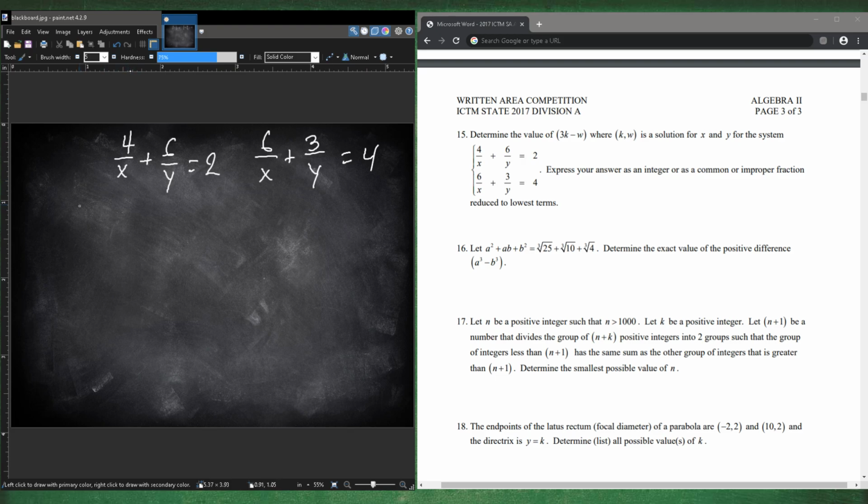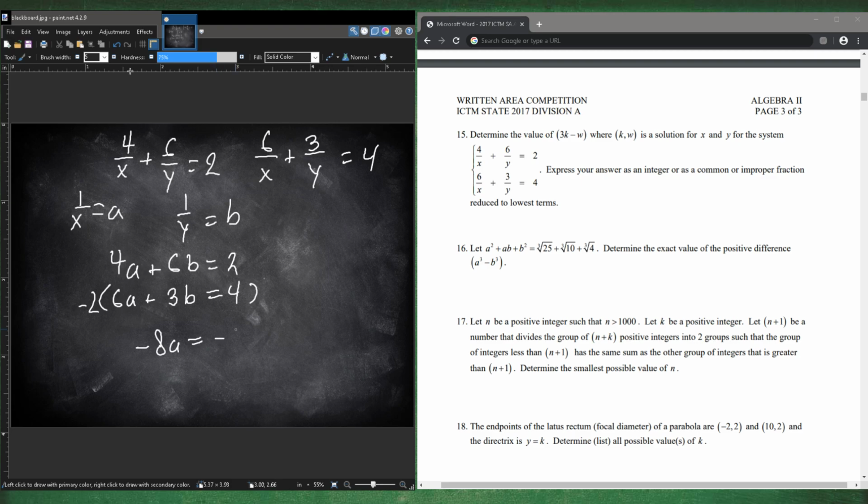So a way to think about this is imagine 1 over x is equal to a, and 1 over y is equal to b. So 4a plus 6b is equal to 2, and 6a plus 3b is equal to 4, right? Now it's a lot easier to work with because now it kind of looks sensible. So let's multiply this side by negative 2, and then add to the first one. So that's negative 12 plus 4 is negative 8a. So negative 6 plus 6 cancel each other out, and that's negative 8 plus 2 is negative 6. That means a is equal to negative 6 divided by negative 8, which is 3/4.